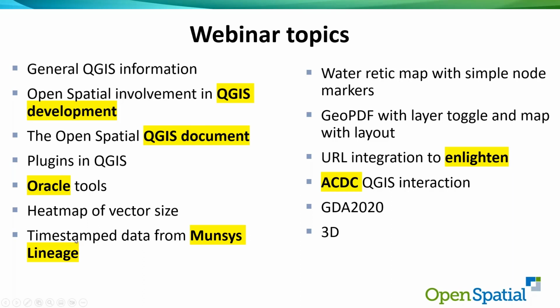I'm going to look a little bit at how to deal with lineage and display time changes as an animated layer within QGIS to see who's edited what data. Also look at how you can integrate QGIS with our Enlighten product, so you can set up a QGIS map to go straight there. And then for our AC/DC products, we also have some interaction there.